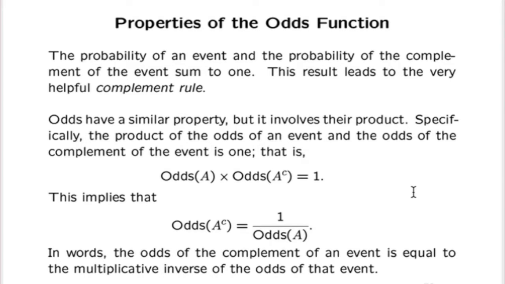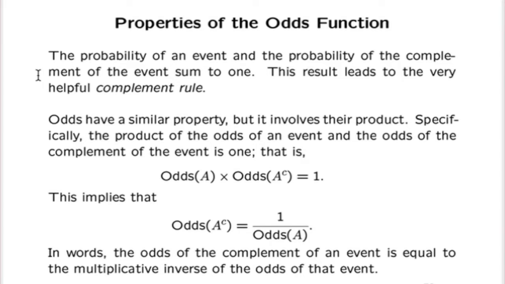Right now what we're going to do is start looking at properties of the odds function. Remember that the odds of an event are given by the probability of the event divided by the probability that the event does not occur. Odds are another way of quantifying the likelihood of some event.